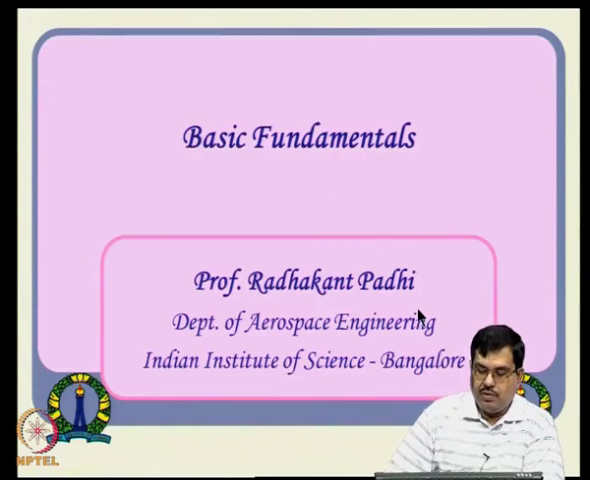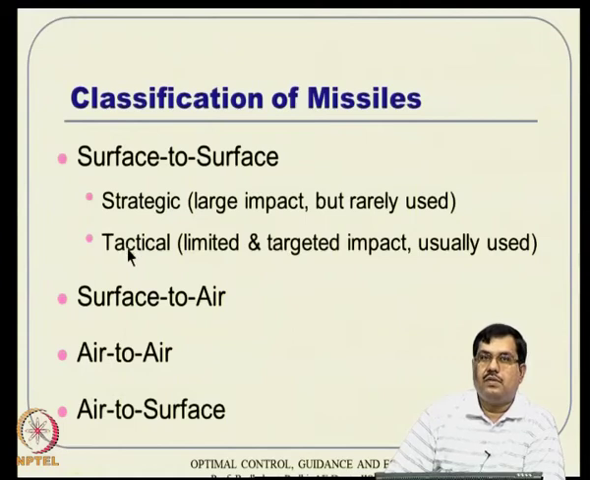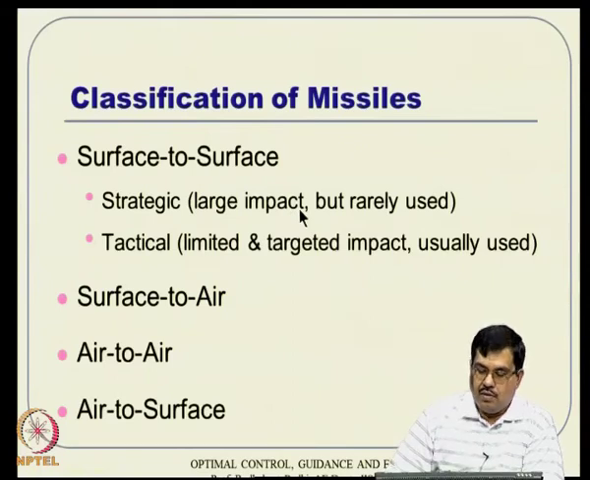So, very quickly, some basic fundamentals of missiles and components. You can have various classifications, and the very basic thing that comes to mind is surface to surface, surface to air, air to air, or air to surface. When somebody talks about surface to surface, that can either be strategic or simply tactical. Strategic missiles have typically large impact. They normally carry some sort of nuclear warhead, but they are very rarely used. So far we know that only one time it was used, in the Second World War.